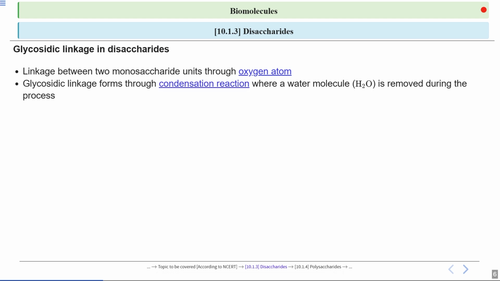Now let us see how this bond forms. The process is called a condensation reaction, which means that a water molecule is removed as the two sugars join. When two monosaccharides come together, they lose one water molecule, which is H2O, and that creates a glycosidic linkage. So you need to remember that it forms through a condensation reaction. This is also known as oxide linkage or ethereal linkage.